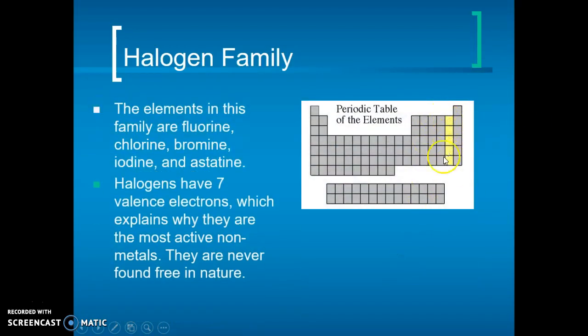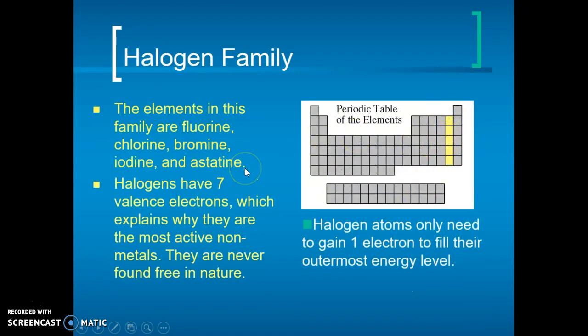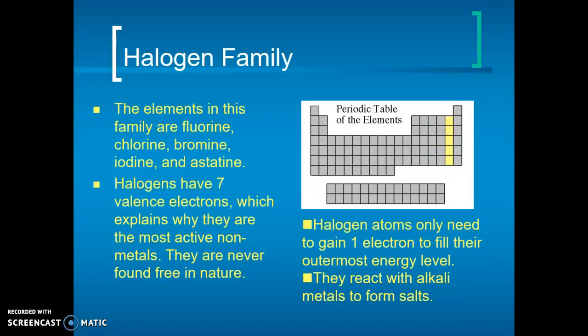Halogens in this 17th group have seven valence electrons. They're the most active non-metals because they attract electrons very readily. In fact, when combined with hydrogen, they make the best acids: hydrogen fluoride, hydrogen chloride, hydrochloric acid, hydrogen bromide. These are very strong acids. Halogens need only one electron to fill their outer shell, so we're talking about that octet rule. They react with alkali metals to form salts.